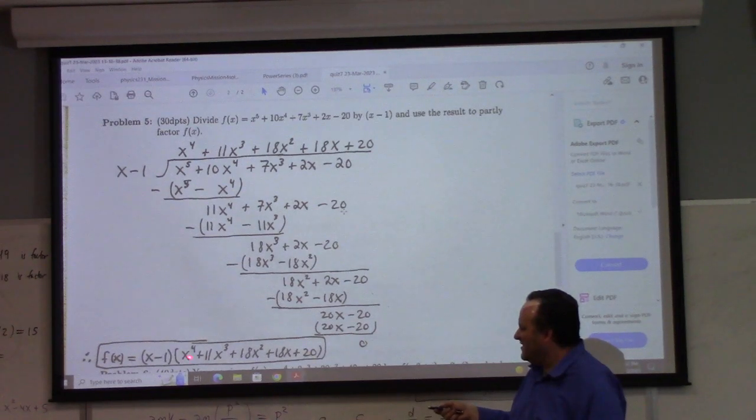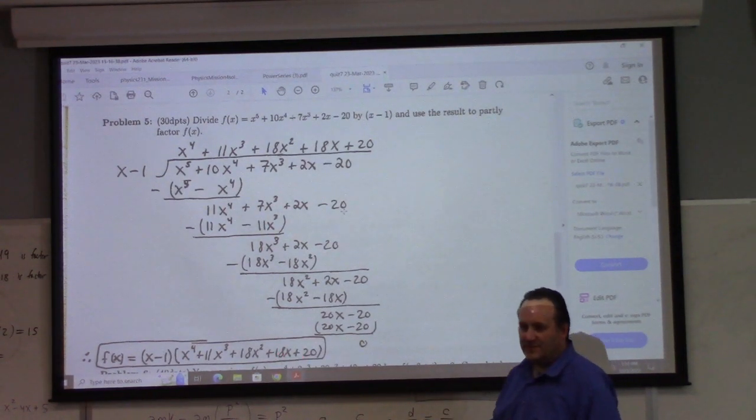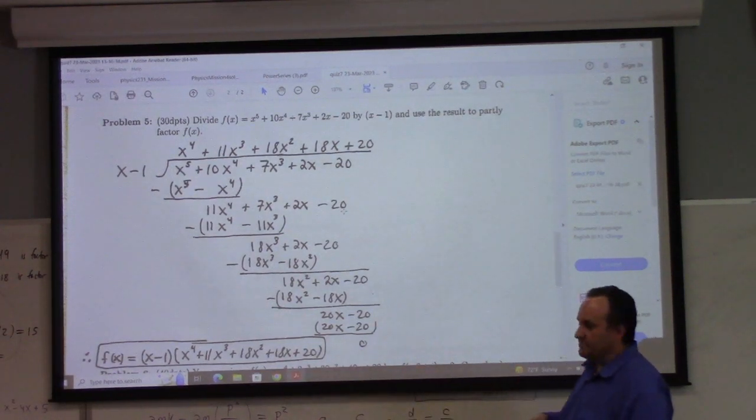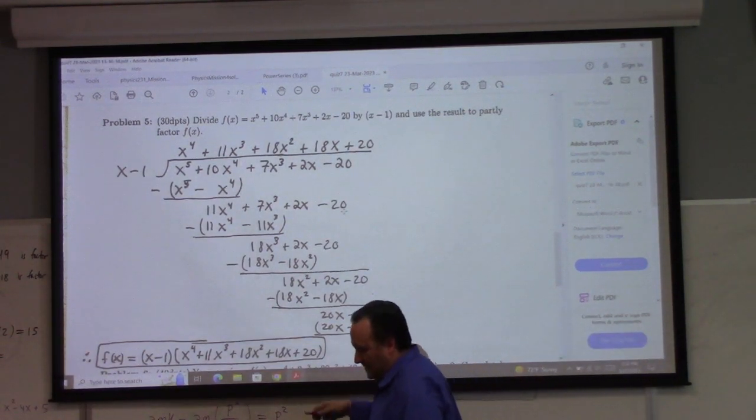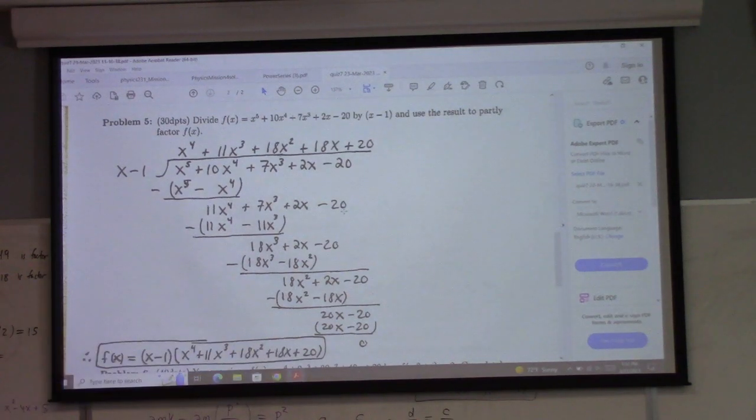How about minus 1? 1 minus 11 plus 18 minus 18 plus 20 is 10. Minus 1 doesn't work. I don't know. I just made this up, so I don't think it's going to work out. All right, but anyway, that's all I could reasonably ask you for that one, just to partly factor it.